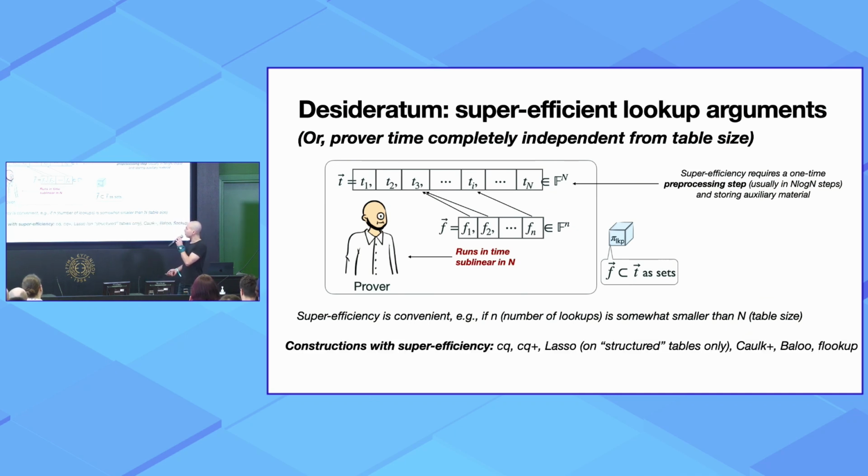All right. So it's not trivial to obtain super efficiency. It's not trivial that you need it all the time either, but not all constructions have it. So here's a list of constructions which do have super efficiency in this sense: CQ, CQ plus, which is just an improvement on CQ, Lasso, which achieves that type of efficiency only on tables with a specific structure. I don't have the technical definition fresh in my mind now, but basically you can decompose the algebraic representation of those tables in a nice way. Caulk plus, Baloo, and Lookup. Other deployed proof systems also don't have it, but are still useful.